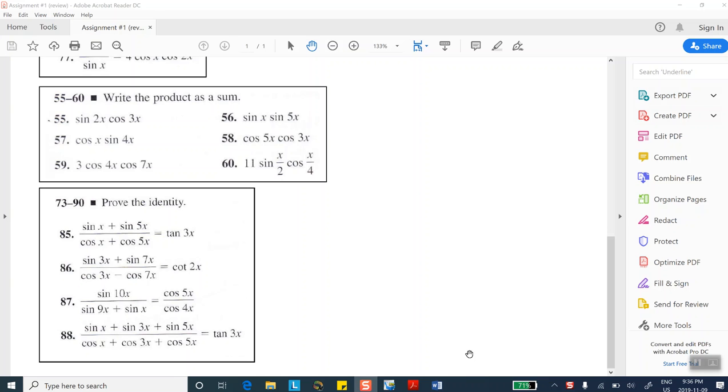Okay, this is the third and last video segment for the solution to assignment number 16. I have to do these four problems in the last box, 85 through 88. So let's start with 85.